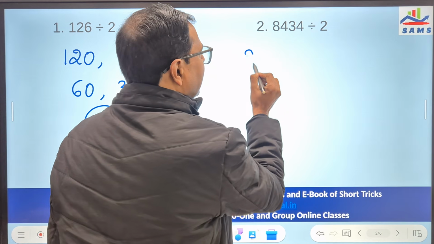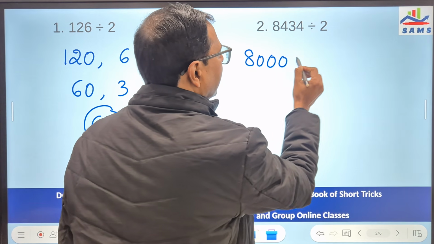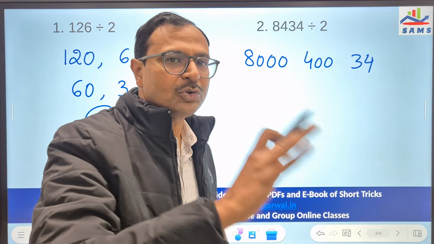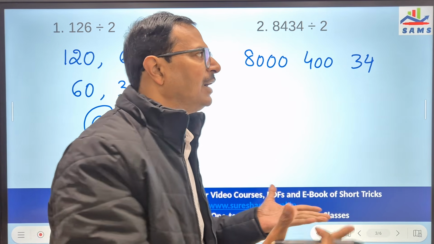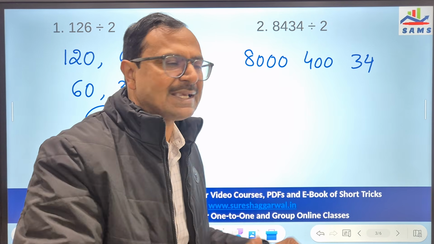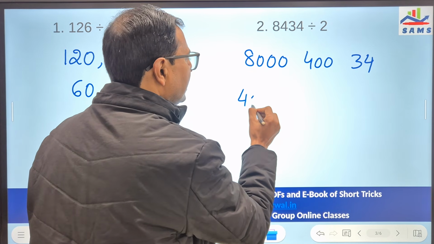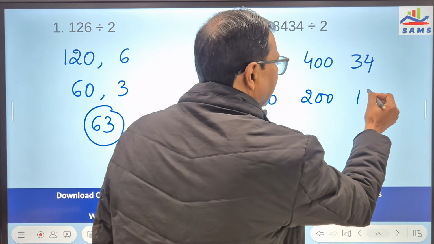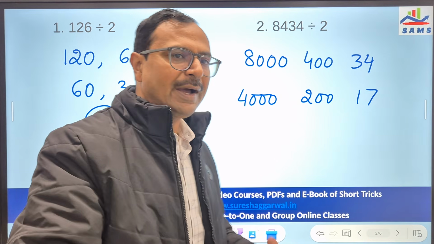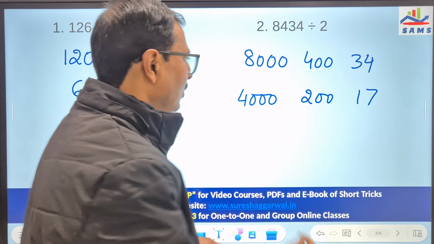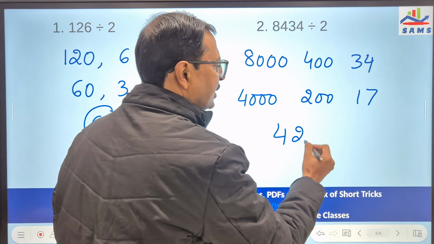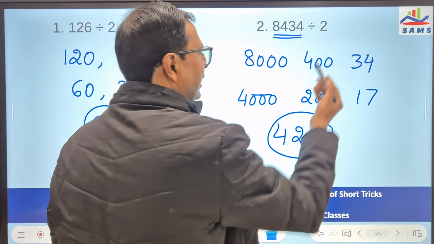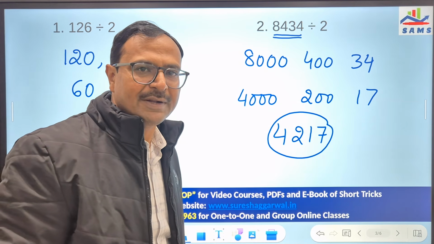Likewise here, 8434. I'll write 34, I'll not break it into 30 and 4, although you can do it if you are working for the first time on this skill. So half of 8000 is 4000, and half of 434 is 217. Now when you speak them together, you are speaking out the answer: 4217. See, 8434 divided by 2 is 4217.